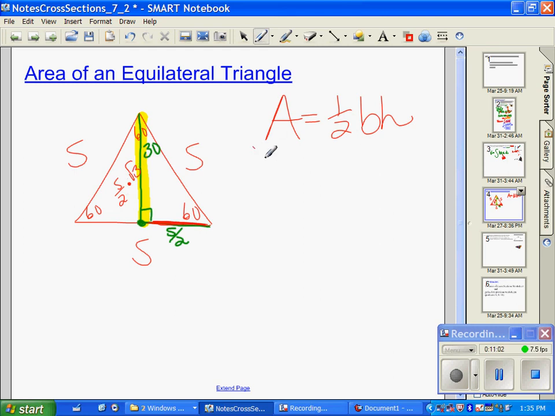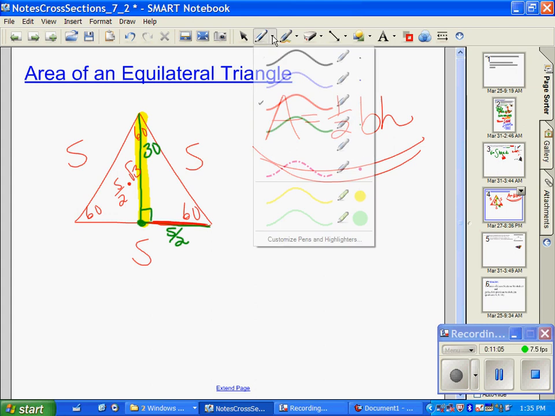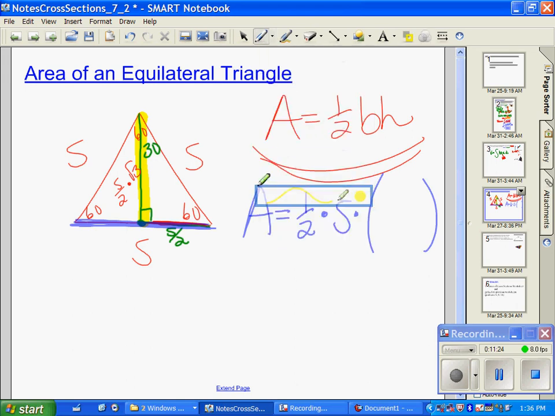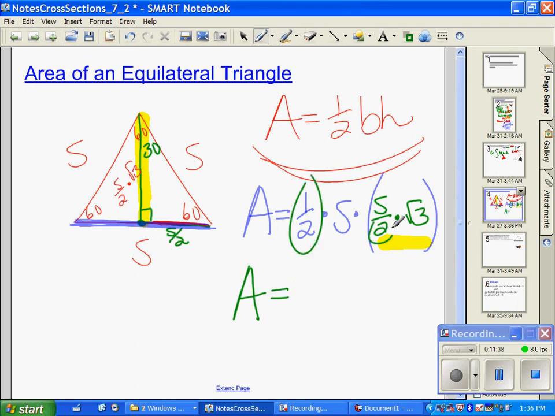So what I'm going to do is use the formula that you know, and replace it with the information that I now know about the equilateral triangle. Area equals 1/2 times the base, but the base of this is in terms of S now. So the whole base of that triangle is S, times the height of that triangle. We're referring to the yellow. The height of the triangle is S over 2 times √3. Let's go ahead and clean all that up. So 1/2 times another 1/2, since that's in the denominator, would be 1/4.